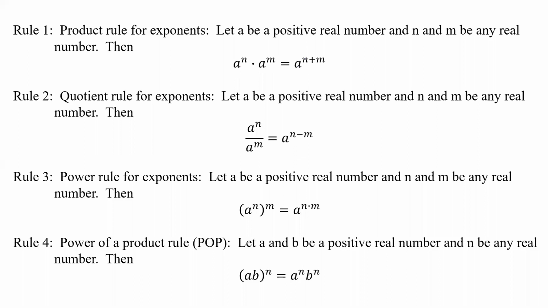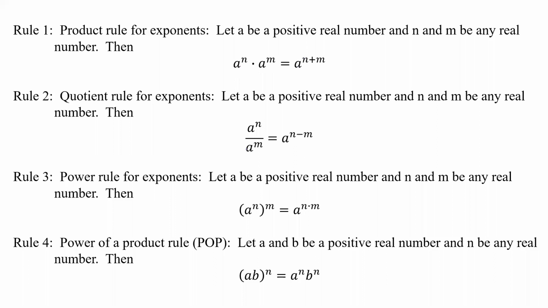Now, rule 2 says the quotient rule for exponents. So let a be any positive real number and n and m be any real number. Then if we're dividing instead of multiplying, we're having a to the n divided by a to the m. Well, that's just going to be equal to the base, to the n, the numerator, minus m, the denominator. So now we're just going to take the numerator minus the denominator, and that's going to be our exponent.